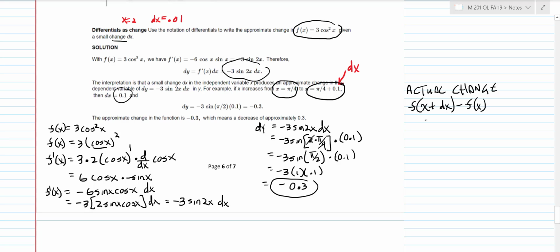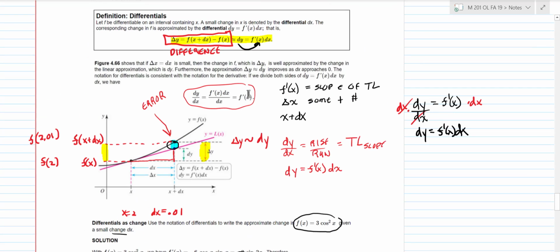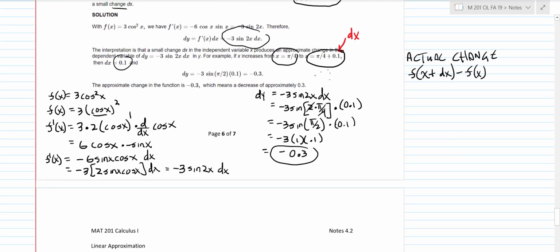I'm going to do this on the calculator, all right? So we're going to focus on this. The original function is 3 cosine squared x. So we're going to do 3 cosine squared of this part, pi over 4 plus 0.1, minus the function value. We're going to plug this in as the function value, so we'll do 3 cosine squared of pi over 4, like that.